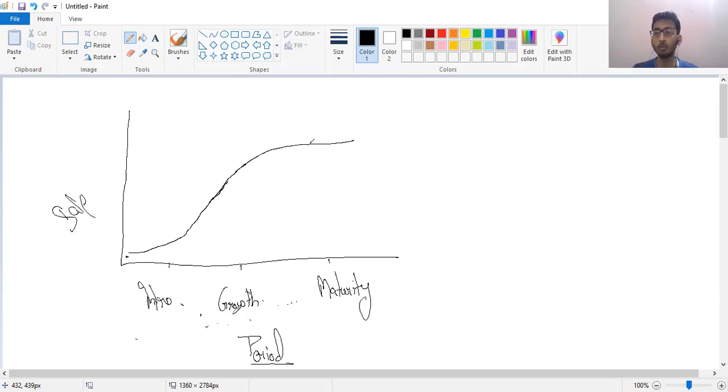Like Jio is a new product, guys. Jio just started in 2016 or 17. At that time Jio started. So Jio is now at a growth stage, I can say. It's not yet at maturity stage. That's why it's still doing advertisement.